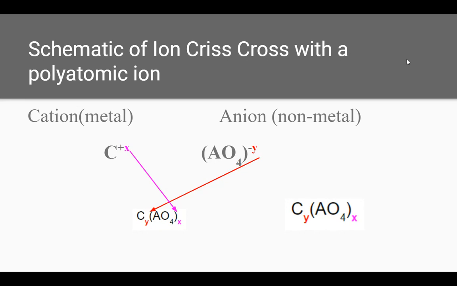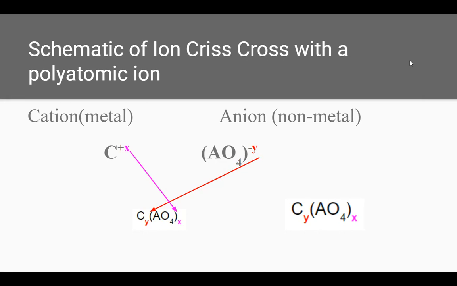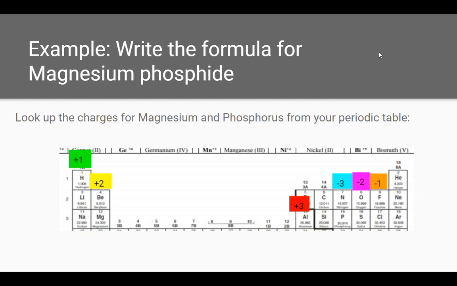So Y would crisscross and be the subscript on C, and X would crisscross and be the subscript on the outside of the parentheses, AO4. So my formula would be as written: CY parentheses AO4 close parentheses X. And this little X would distribute by multiplication to the subscripts on the inside of the formula. So you would actually have X number of A's and 4X O's.